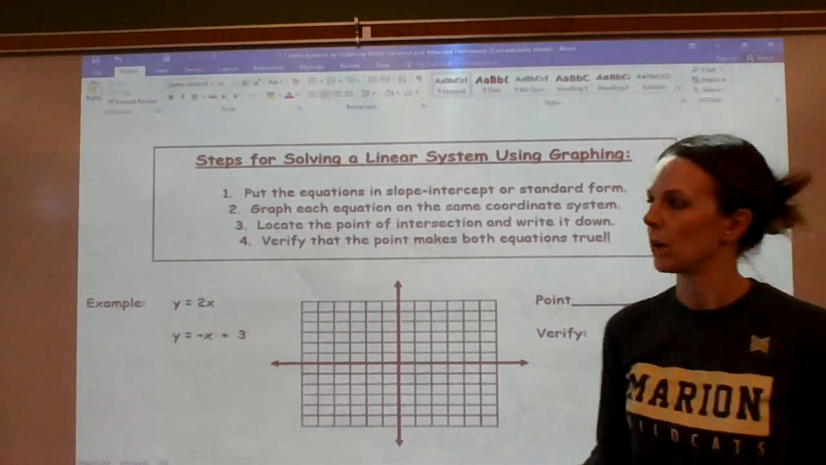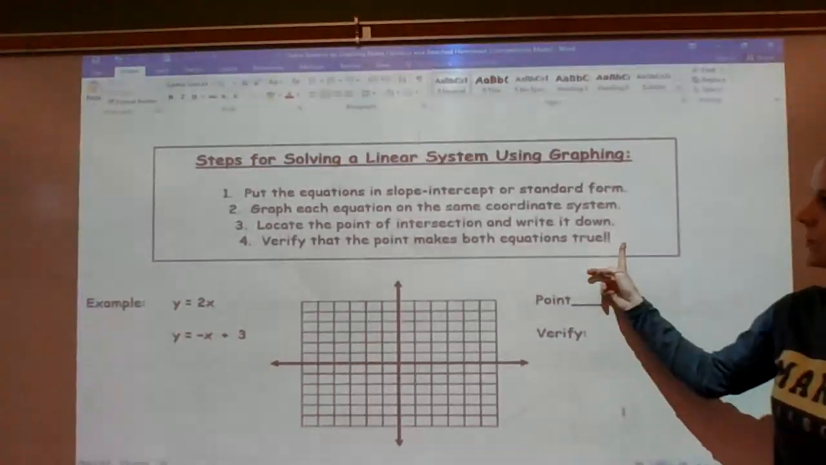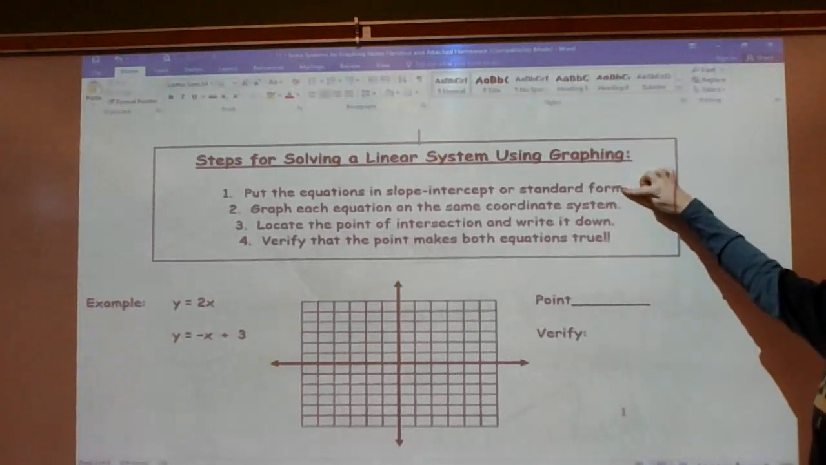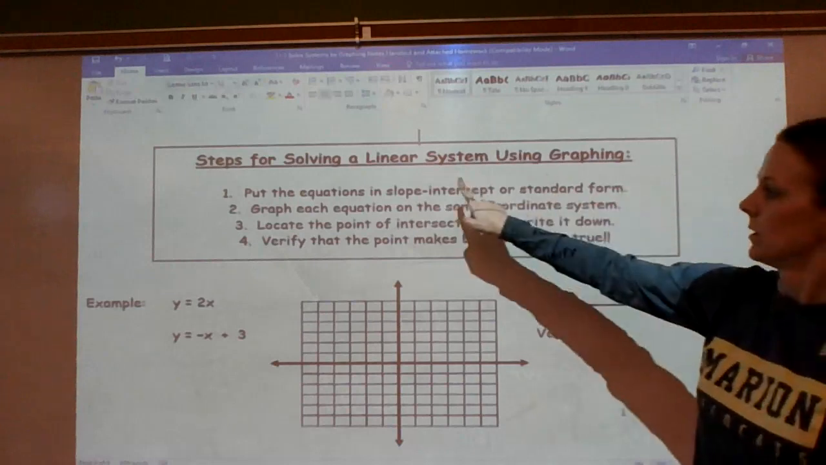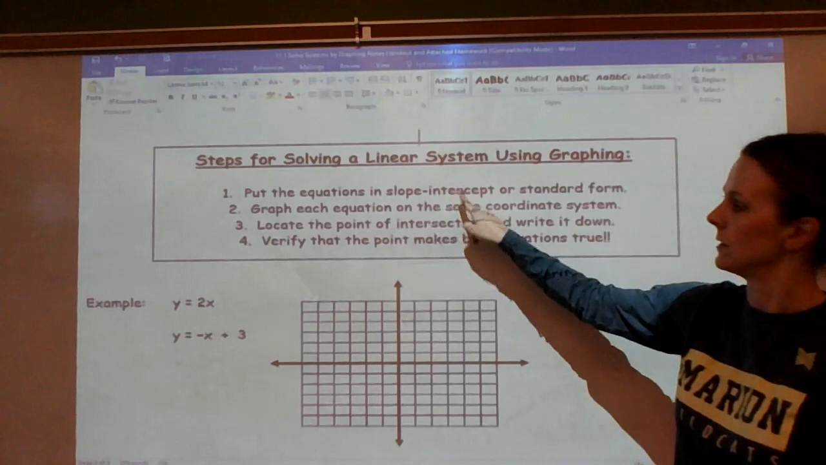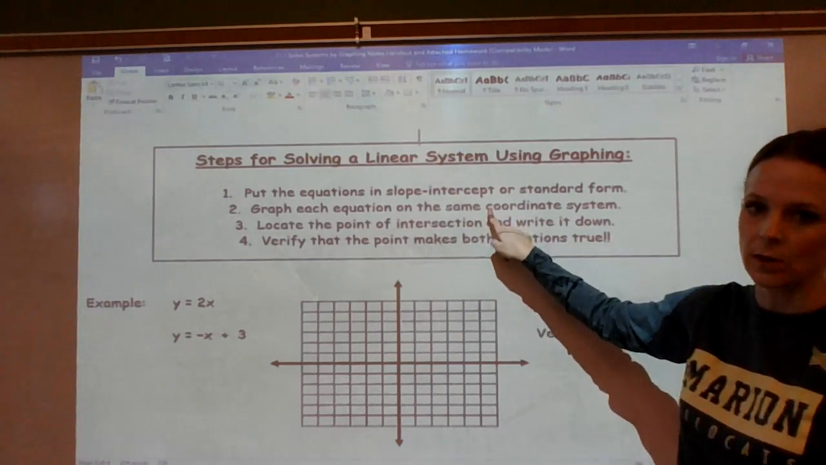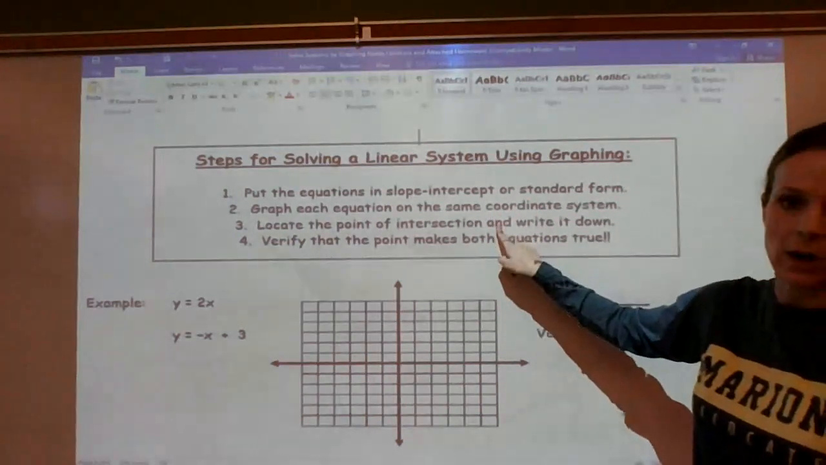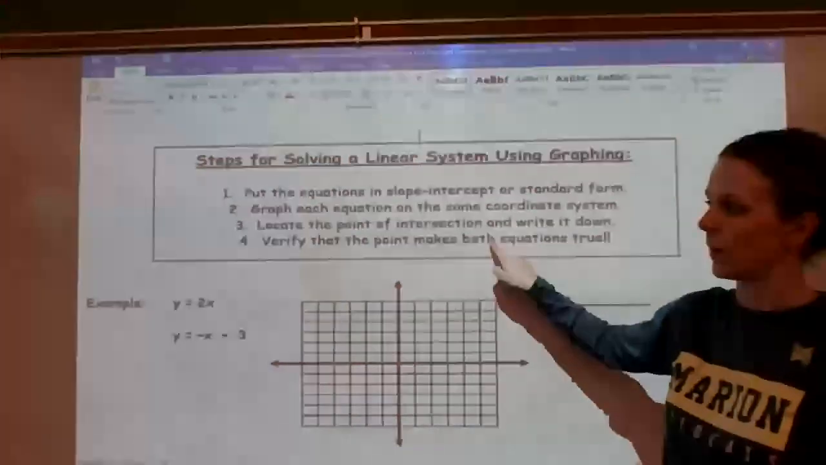Okay, so now I want you guys to make sure that you write these steps down for solving a linear system. Number 1 is you want to make sure that both equations are in slope-intercept or standard form. We're going to go ahead and just always put it in slope-intercept form so that we're consistent. We're going to graph each equation on the same coordinate plane, coordinate system. We're going to figure out where they intersect, and then we're just going to double check it to make sure that we're correct.